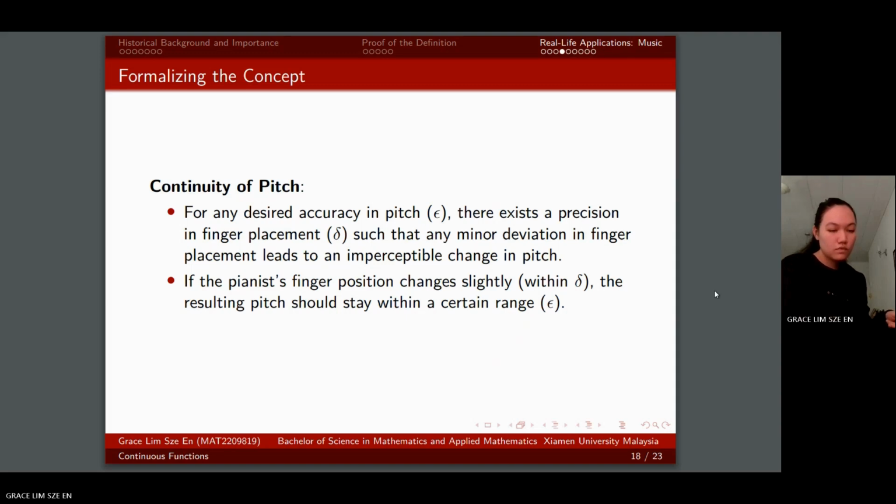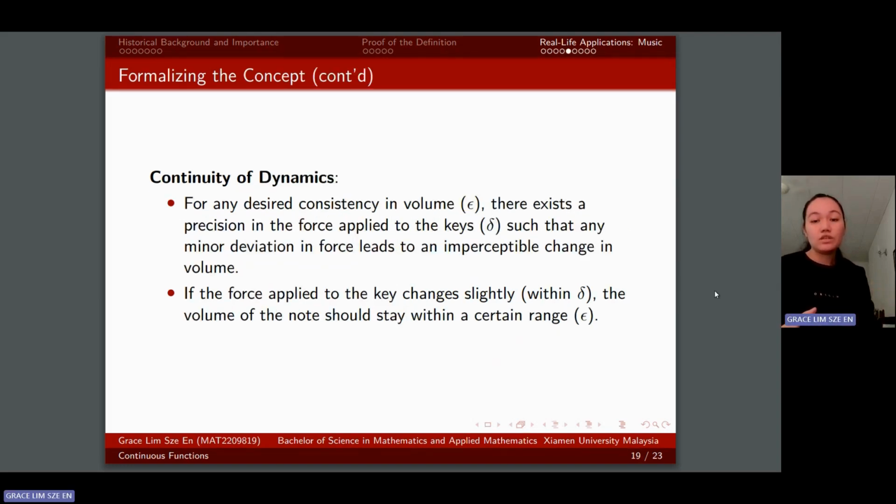So I vary, and the pitch stays the same. It is also the same for dynamics. If we take the force applied to the keys, and we say that I have to vary this such that it is within delta, then if I make the change in the key small enough, you actually won't be able to hear the change in volume. But if I make it larger than delta, you can actually hear a difference.